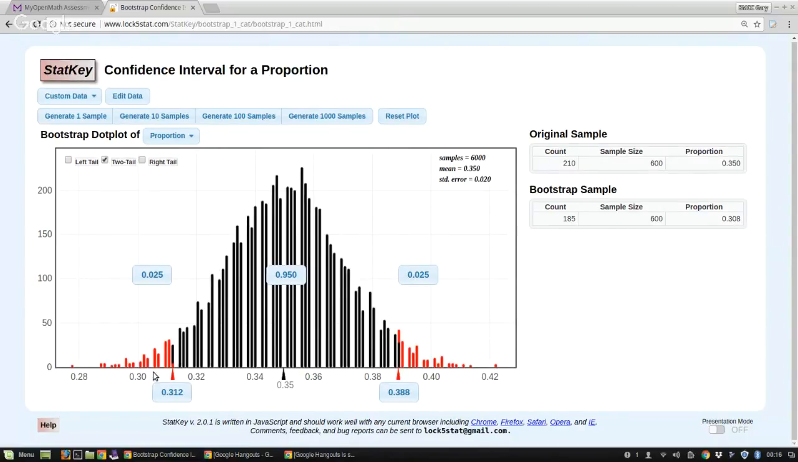And sometimes we find we have a lower rate of parents, 30%, sometimes a higher rate, around 40%. But based on the original sample and then simulating this over and over and over again, we think that with 95% confidence, the actual percent of adults in the region that are parents is somewhere between 31.2% and 38.3%.